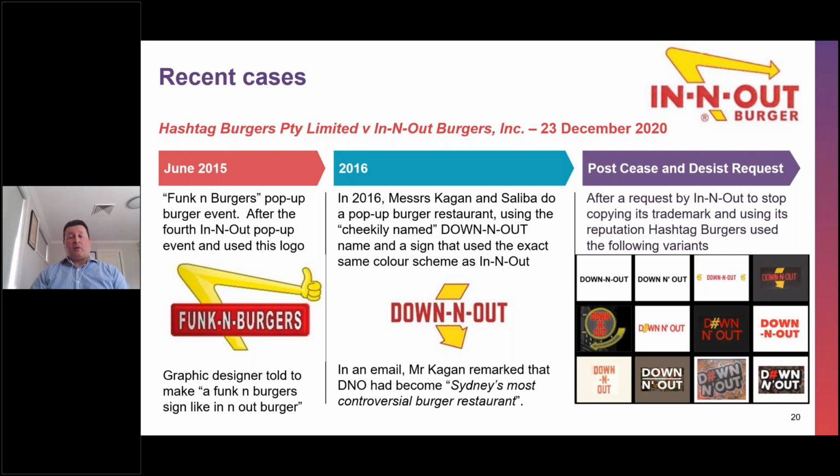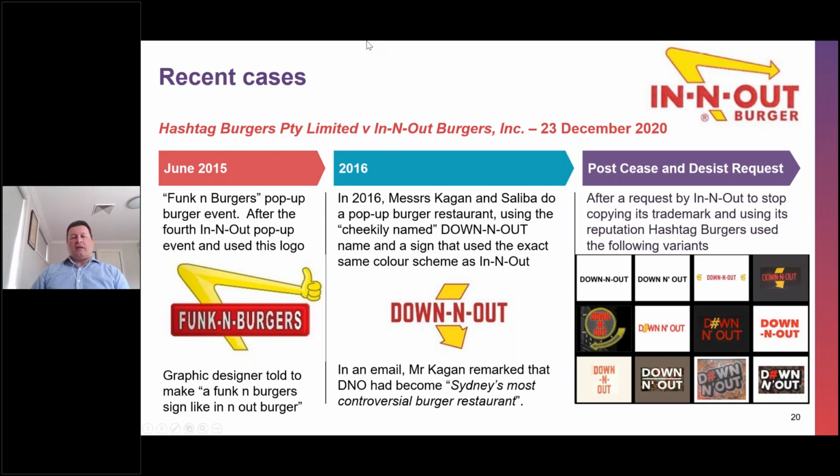They wrote back to In-N-Out saying, well, Down and Out is actually about being down in Australia, so down under. It's not the same. We've got a different arrow and everything else. So we don't think we're infringing. But nonetheless, to avoid an argument, we'll change our logos. And in the next column, post the cease and desist request, you can see where they've tried to change their layout and their slogans.